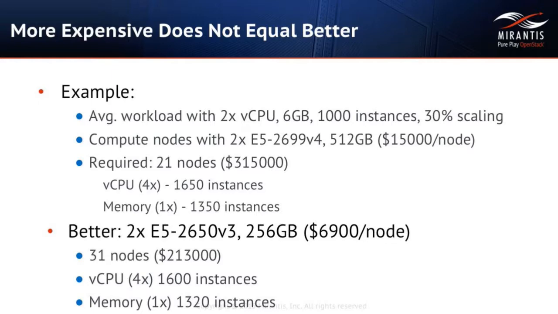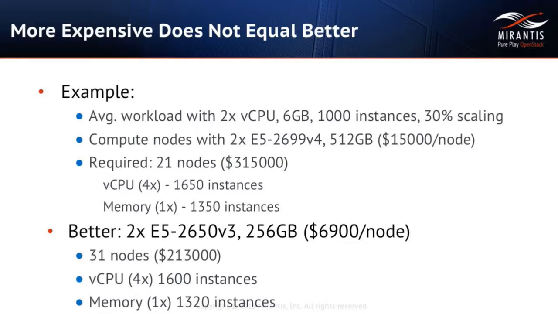So this is an example. This is also a real-world example that I calculated for a customer. There was an average workload with 2 vCPUs, 6 gigabytes of memory, and they set to budget for 1,000 instances with a 30% scaling, so a total of 1,300 instances in the first iteration. And so we started with what they originally wanted, Xeon E5 2690. This was actually V3, I got a little bit ahead of myself there. This is a 2690 V3 with 512 gigabytes. And we ended up with 21 nodes at a cost of $315,000.